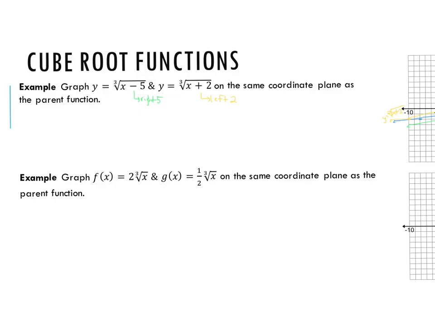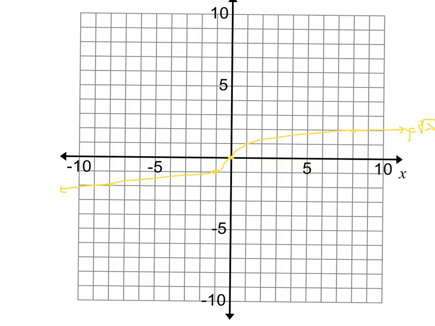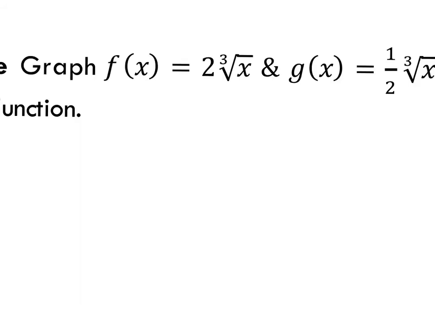If we look at the next example, notice we're going to do a stretch and a compression on the same coordinate plane as the parent function. So let us graph y equals the cube root of x first. Now that we have sketched our parent function, now we can look at our shifted functions. So for f of x, y equals 2 cube root of x. Unfortunately, there really is no shortcut.